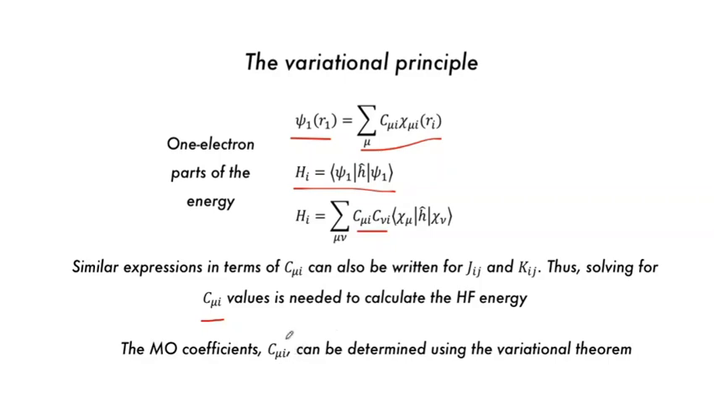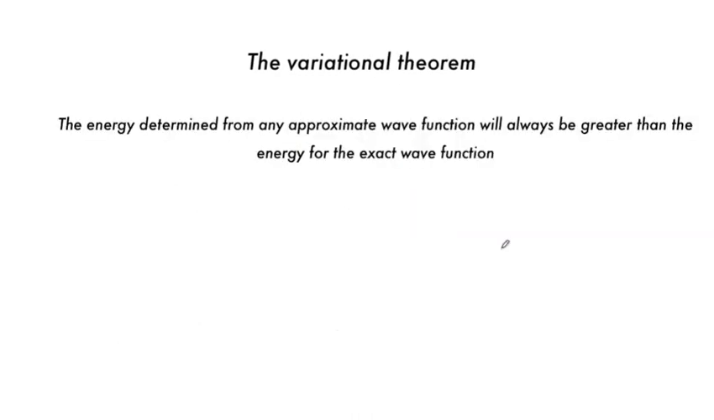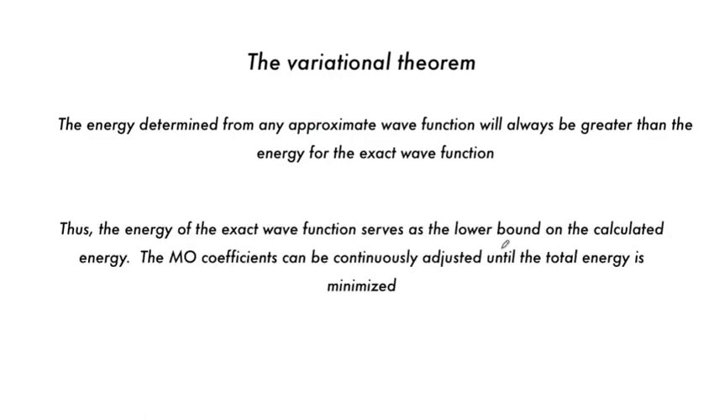The molecular orbital coefficient here can be determined using the variational theorem. The variational theorem says the energy determined from any approximate wave function will always be greater than the energy for the exact wave function. It's very difficult to determine the exact wave function. Thus, the energy of the exact wave function serves as the lower bound on the calculated energy. The molecular orbital coefficients can be continuously adjusted until the total energy is minimized.